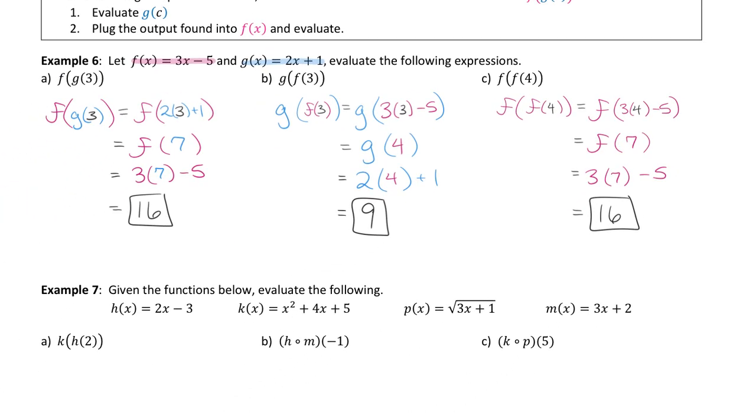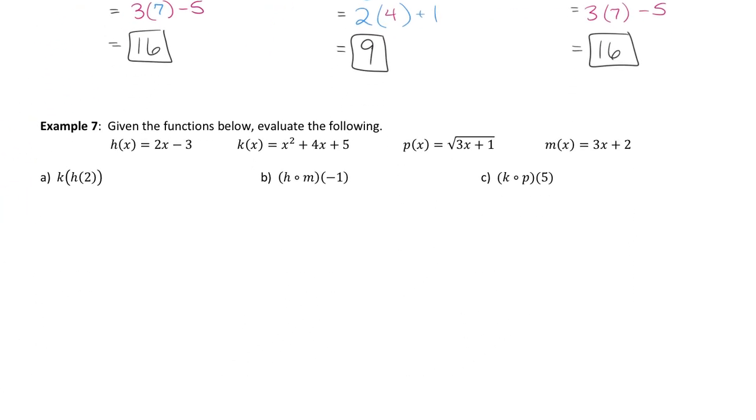Meaning, for the next example, number 7, you don't have just f and g. We have K and H and P and M. I'm not color coding this one because it's too many colors. But you are going to have to choose which of those 4 functions you're using because you're not using all of them every time.